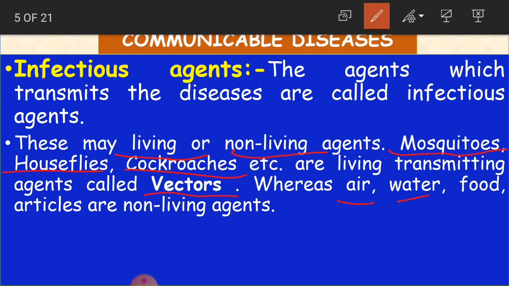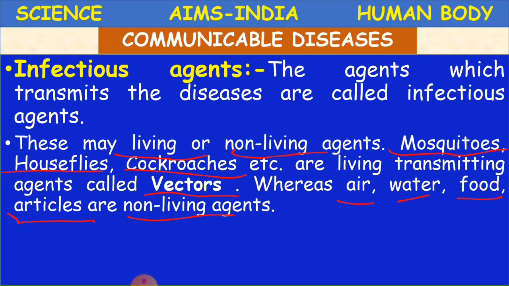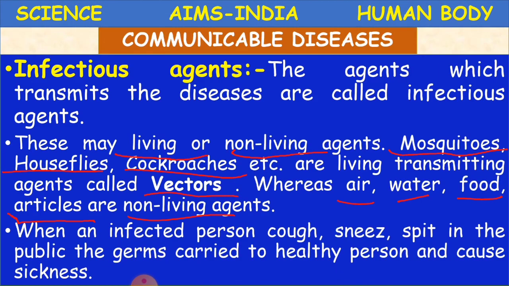Whereas air, water, food and food articles are non-living agents. Even through air, water, and food we get some diseases. So infectious agents may be of two types: living and non-living. Living agents like mosquitoes, houseflies and cockroaches we call vectors. Air, water and food particles are non-living agents. Clear? You must always be very careful about mosquitoes, houseflies and cockroaches, children, so we maintain cleanliness in our surroundings and have a healthy body.